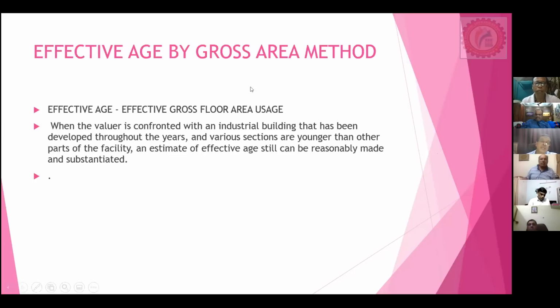In such cases, we have to calculate the effective age by the gross floor area method. By using this gross floor area, we have to calculate the effective age, even though the different structures have been constructed in different years. Say the effective age of the entire industrial structure is 20 years. Then we have to collect sales data of other industries having an effective age of 20 years only. It is not necessary to refer to the historical ages of the different buildings, like 10, 20, 30 years, in the same premises.